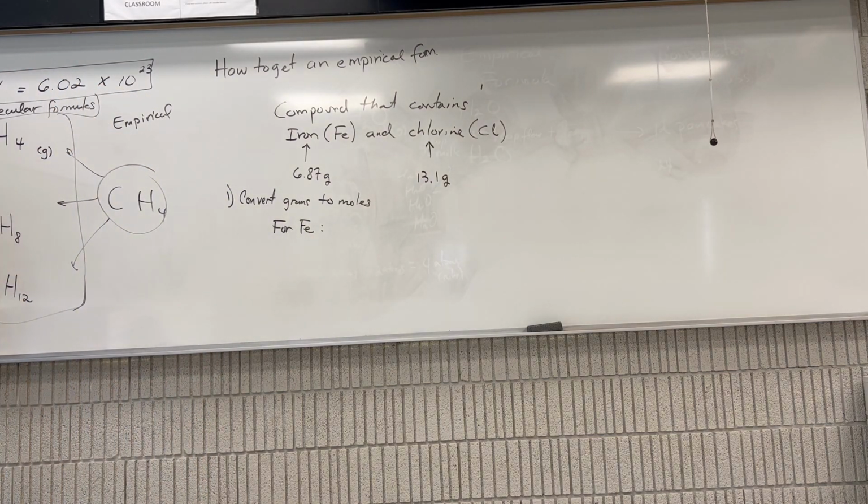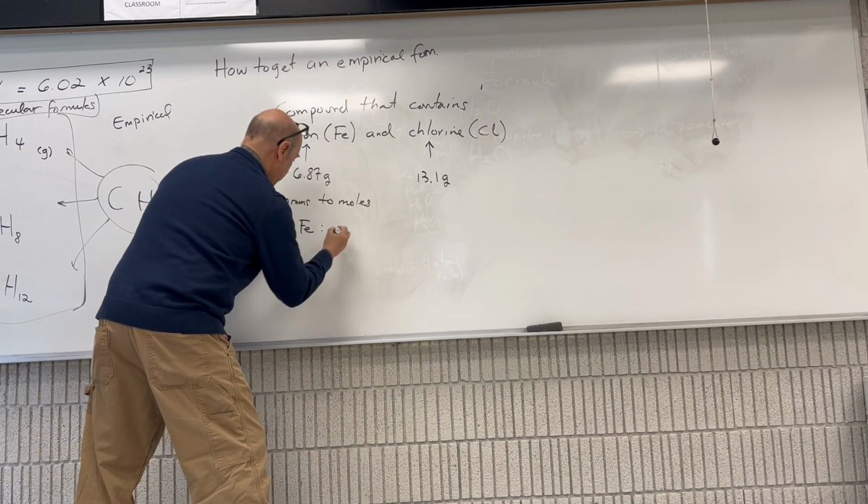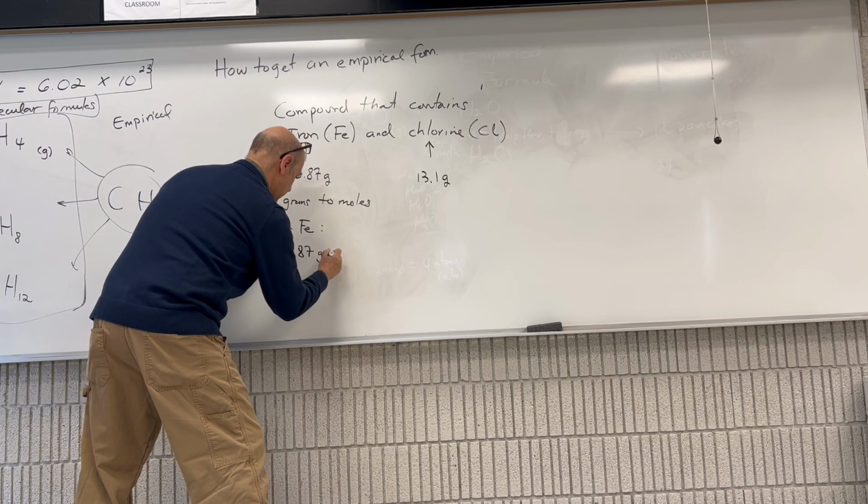How do we convert grams to moles? Anybody remembers? We had a diagram that tells you that to go from grams to moles, we need the molar mass. So we need to look at the molar mass of iron, 55.845, right? So we look at the molar mass of iron and we say, okay, I have 6.87 grams of Fe.